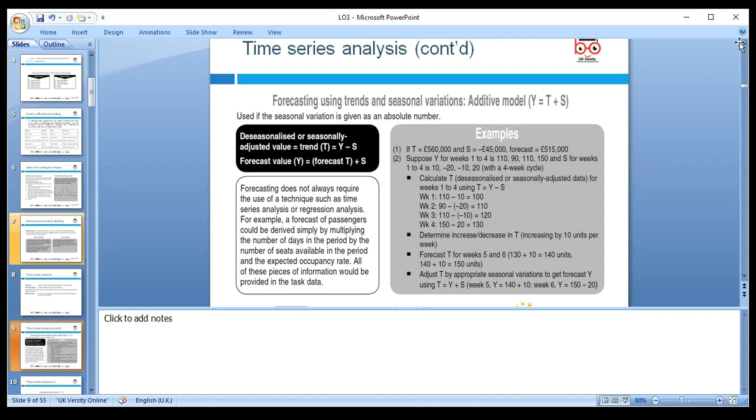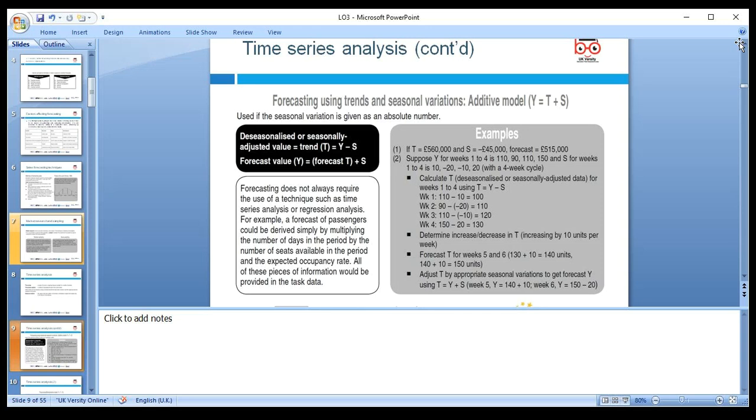Y equals T plus S. Y is the forecast value, T is the trend, and S is the seasonal variation, the deseasonalized adjustment value. The forecast does not always require techniques such as time series analysis, regression, or correlation. If T is 560, S is the variation of minus 45, the forecast is we expect 515.